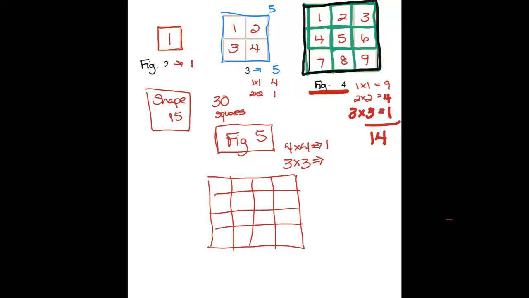3 by 3s. I'm going to make this a little bigger. So here's a 3 by 3. Here's a 3 by 3. Here's a 3 by 3. And here's a 3 by 3. So that makes 4. How many 2 by 2s am I going to have? No?